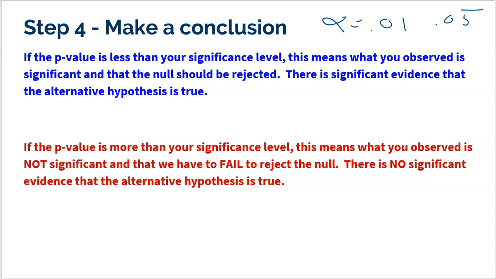So it just means that what we observed was not anything weird on the assumption that there really is no difference. So there is no significant evidence that the alternative hypothesis is true. Please remember, for maybe the 5th or 6th time, we never ever say that the null is true. We just do not have enough evidence to go with the alternative.